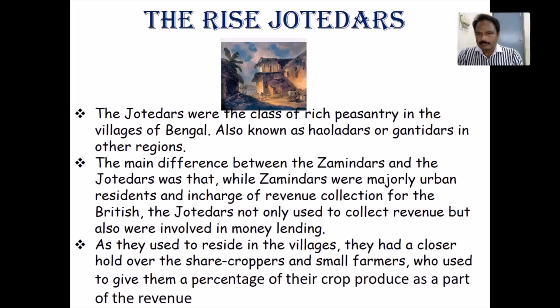So now let me explain in short. The most important difference between the Jamindars and Jotidars was that the Jotidars used to live in the village, whereas the Jamindars lived outside the village, so the Jotidars had good affinity with the farmers. Whenever the farmers needed any money, they used to come to the Jotidars and collect their loan. So sometimes Jotidars superseded the Jamindars and occupied their position.